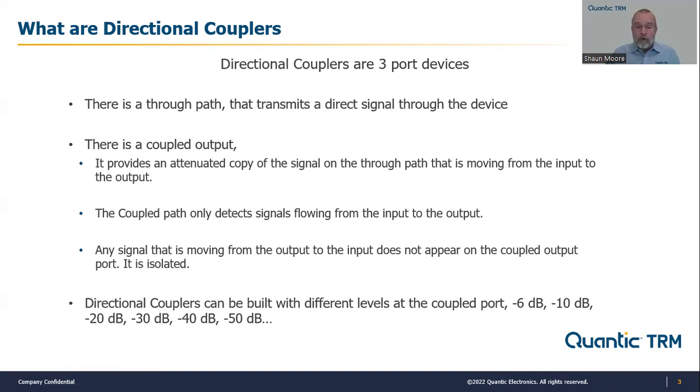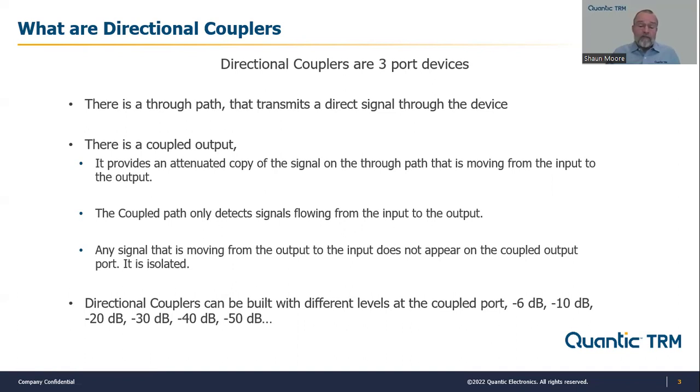Then there's the coupled port, or the third port of the device. What this port does here is it samples a bit of the signal that's going through the through line and brings that out to the coupled port. This does it at a controlled level. Levels vary from say 6 dB to 50 dB or more. The coupling can be customized to virtually any power level that you require.